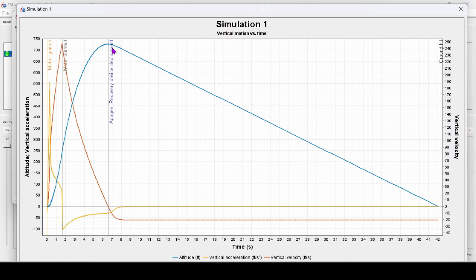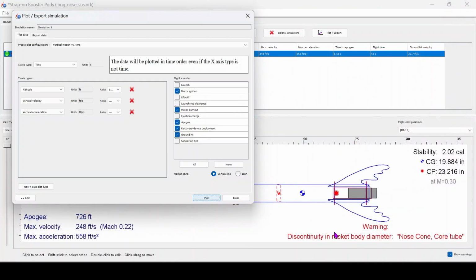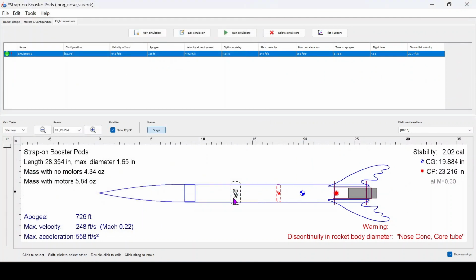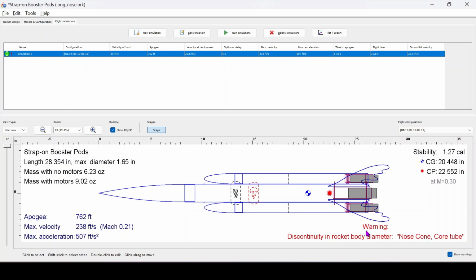Next, we're going to check the plots. Mainly what I'm concerned about here is the ground impact speed. It was windy for the first launch, so we did want that to be a little quicker, but we're looking good so far. With that working out, we're going to move on to looking at the sustainer and booster combo.